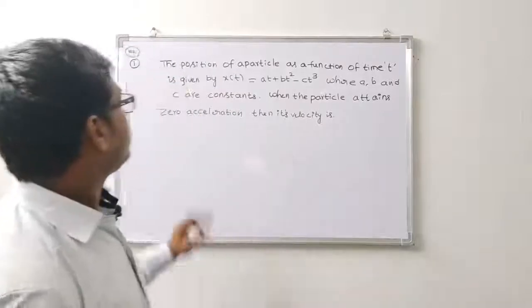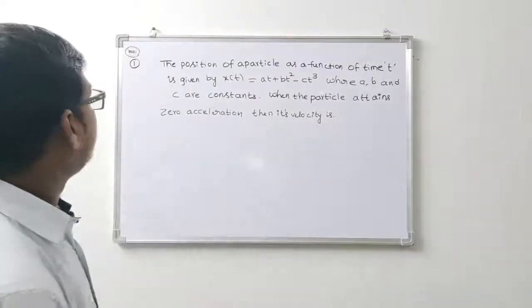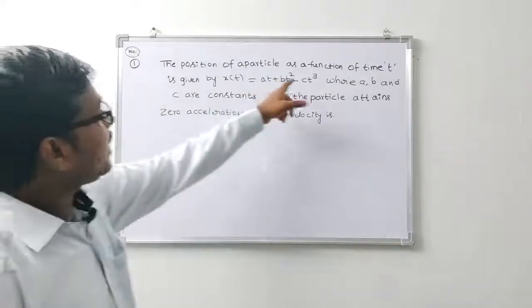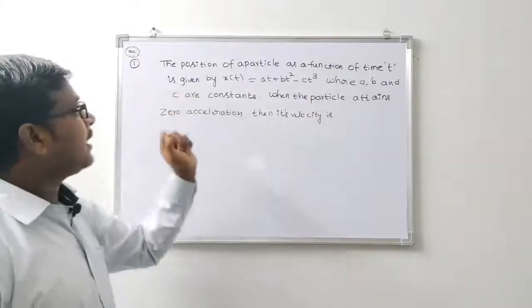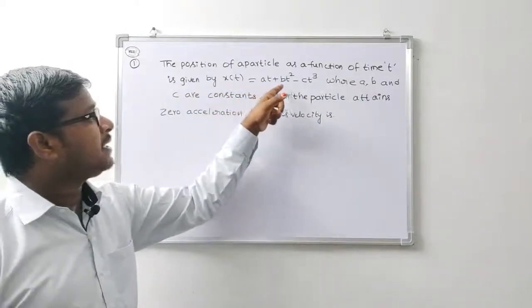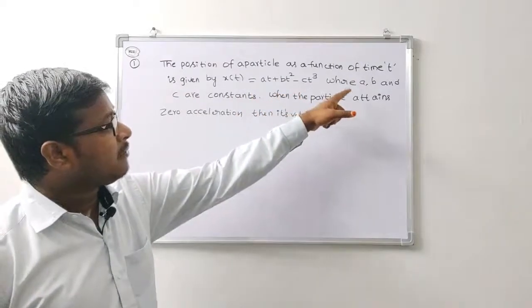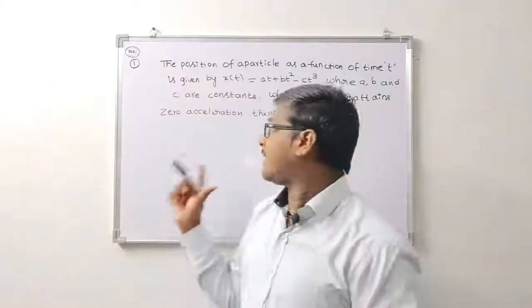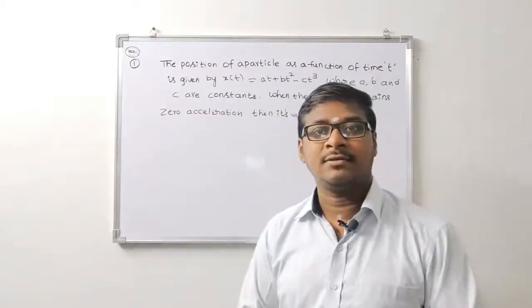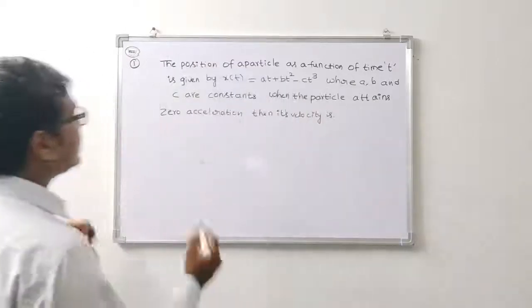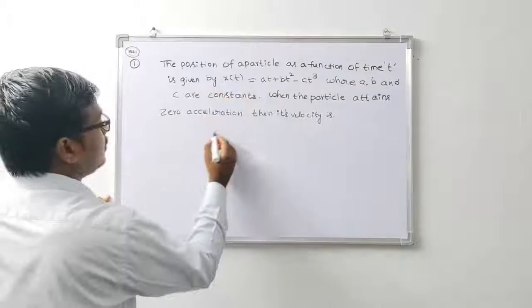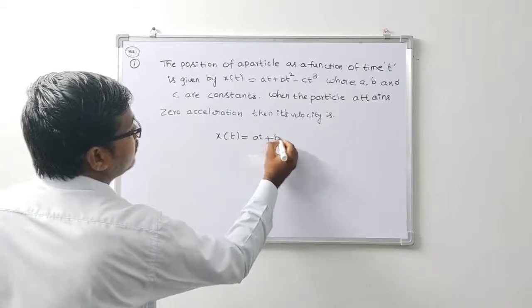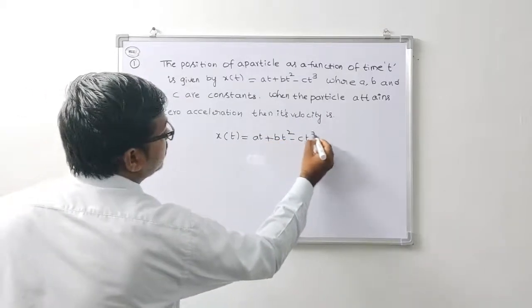This is the first problem. In this problem, the position of a particle as a function of time t is given by x of t is equal to at plus bt square minus ct cube, where a, b and c are constants. When the particle attains zero acceleration, then its velocity is? Find out velocity. First write the position equation: x of t is equal to at plus bt square minus ct cube.